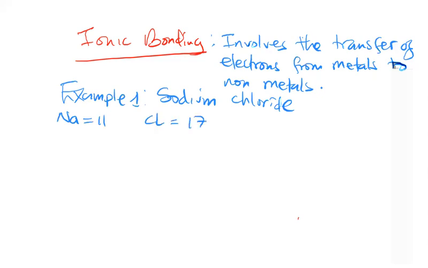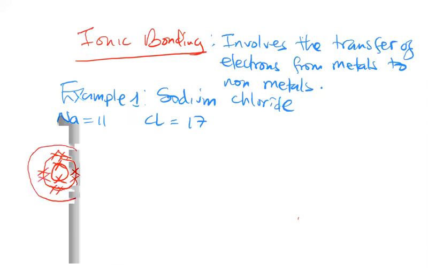Let's draw the electronic configuration of sodium. The first shell has 2, followed by 8, and the last shell has 1, since sodium is 11.